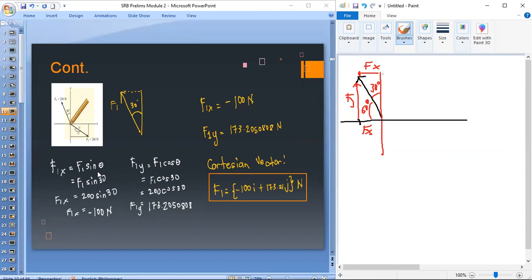So, try nyo kung same lang. Cosine 60 dyan. Pero same lang yung lalabas. Okay? Na, negative 100 newtons, papunta siyang left. Okay? So, next is same concept sa y nyo. So, forces sa y-axis. So, we have F1 cosine theta. Then, input mo lang, you'll get 173.205808 newton. Okay? So, i-arrange natin siya sa Cartesian vector, which is our F1 is equals to open parenthesis minus 100 i plus 173.21 j close parenthesis N. Actually, hindi ko alam ang mga tawag dito.